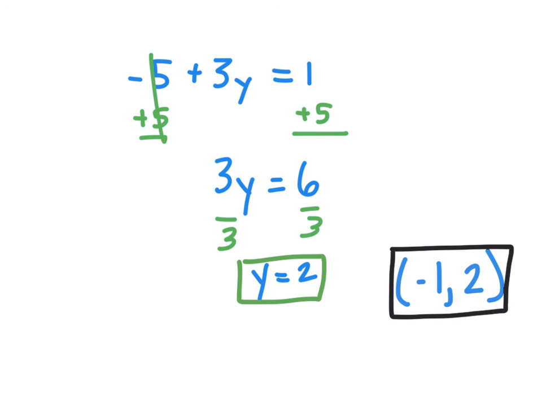That's the place where the lines cross. They cross at negative 1, comma 2. This was the elimination method where we had to multiply one of the equations so that we could get opposites, which is what we need when we use elimination.